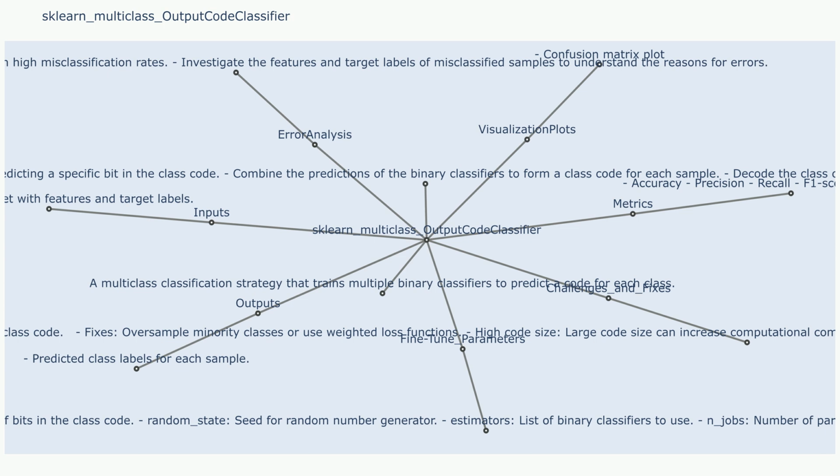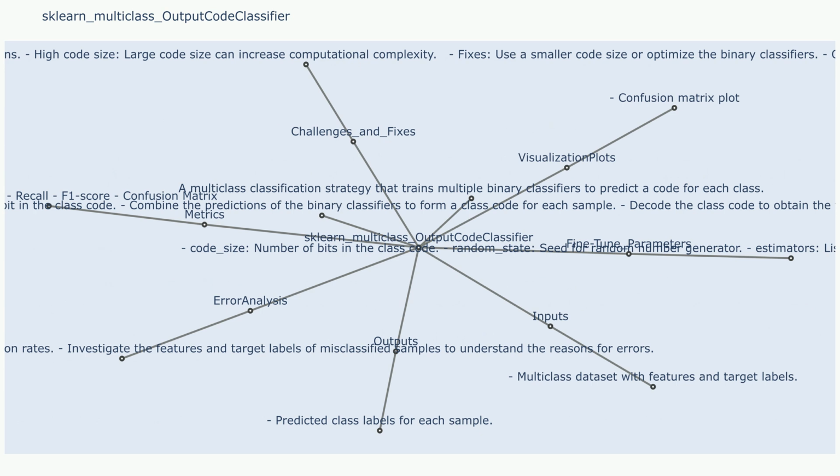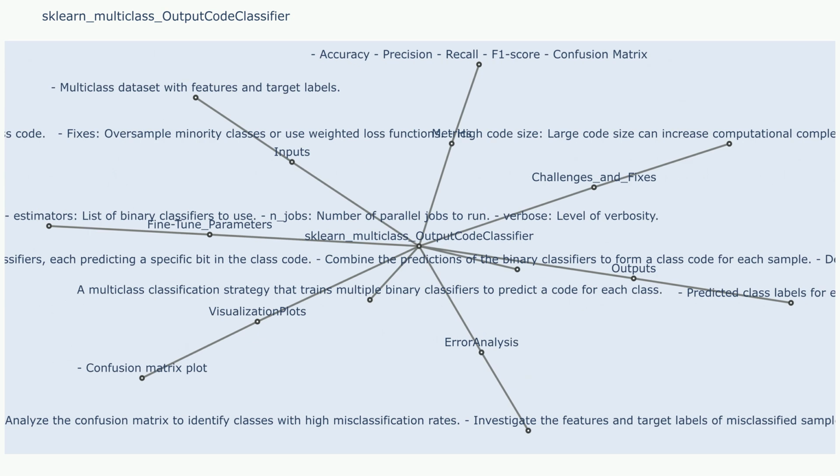n_jobs, the number of jobs to run in parallel. random_state, the random seed to use for the random number generator. code_size, the number of bits in the code for each class. Uncertainty methods. Confidence scores, the decision function scores for each class can be used as a measure of confidence. Entropy, the entropy of the probability distribution over the classes can be used as a measure of uncertainty.